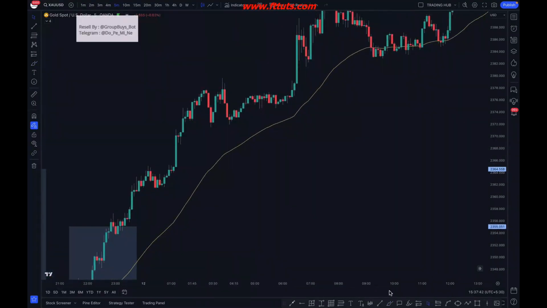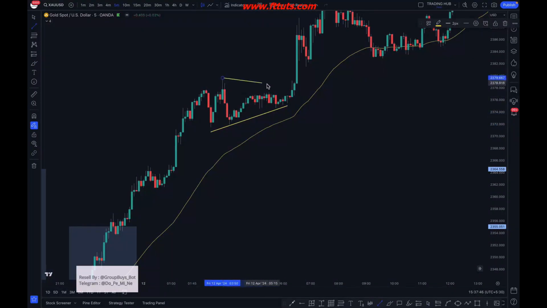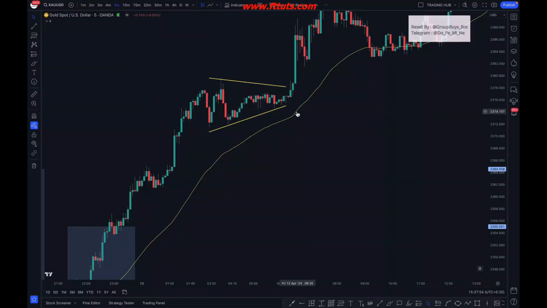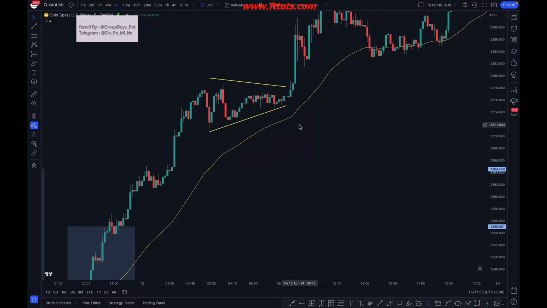Another thing is here. Look at this one. This is a strong, clear structure. Breakout, and after this breakout, price continued to go higher. Okay, but you don't need to enter here. Why? Because price did not react from your exponential moving average. Price must react from your 50 moving average, then we can buy here, because market momentum is bullish. That's why.